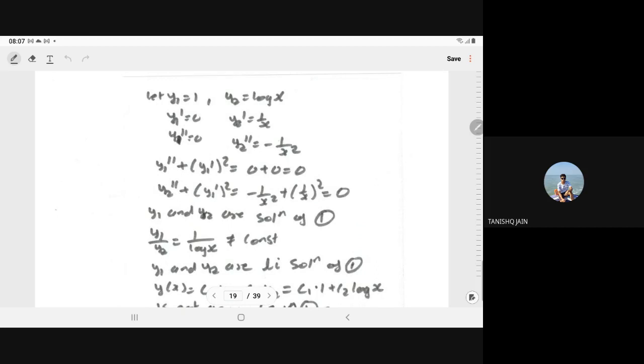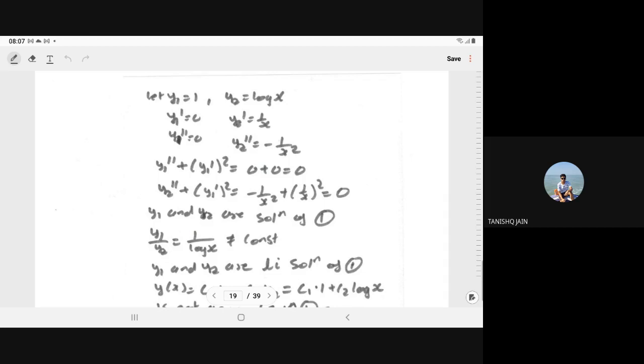Sir, to prove it to be linearly independent, we just have to show the Wronskian is not zero, so that it is linearly independent. Yes. Okay, just wait a bit. I am telling something. Just after completion of this, if you have a doubt, then please ask.